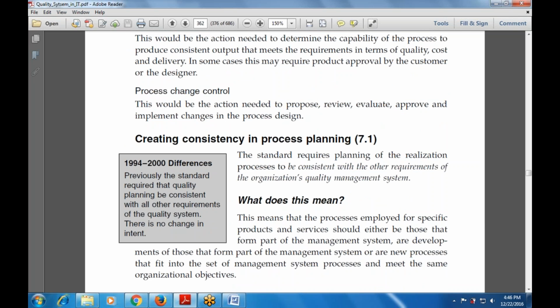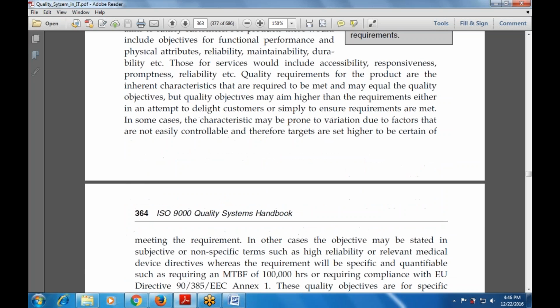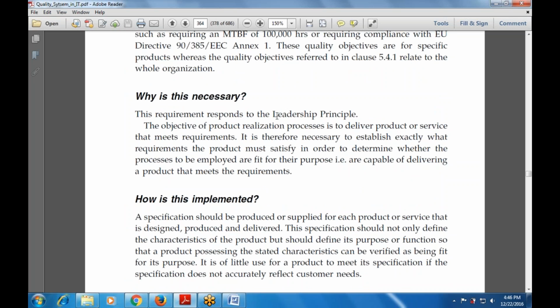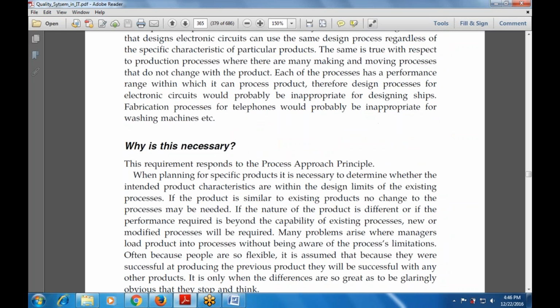The next is creating consistency in the process planning that will be used with other requirements of the management system. Why is this necessary? Because it leads to the leadership principle. The next is determining the need for the specific process, that is, the need to establish the processes specific to the product. Now, this will respond to the process approach principle.